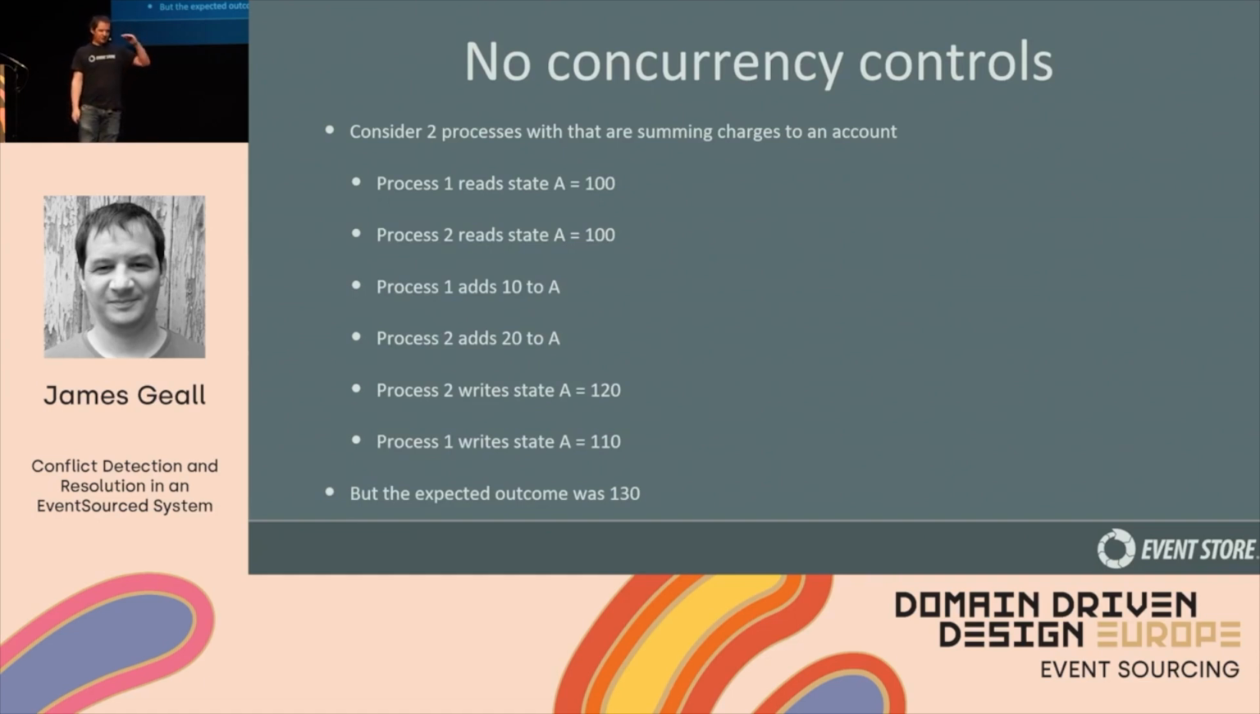If we think of those as execution processes, process 1 is going to read a number, state A, which has a value of 100. Process 2 reads the same state. Process 1 performs the operation add 10 to A. Process 2 adds 20 to A. Process 2 writes 120. Process 1 writes 110. We've had two things happen at the same time. One adds 10, one adds 20. The answer should be 130, right?